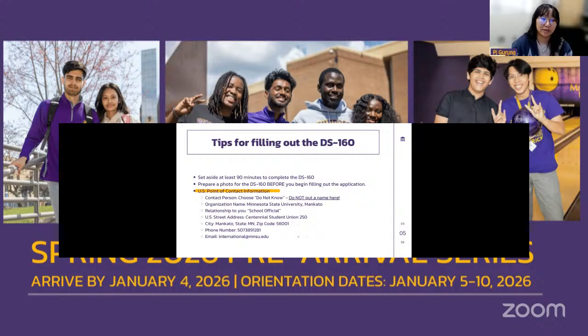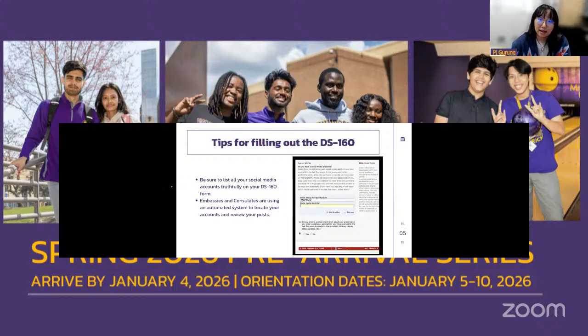Basically, when you get to the US point of contact information, you are going to choose do not know. So don't put a name here. Organization name is Minnesota State University Mankato. Relationship to you is going to be school official. US street address, Centennial Student Union 250, and all of that information that you see.